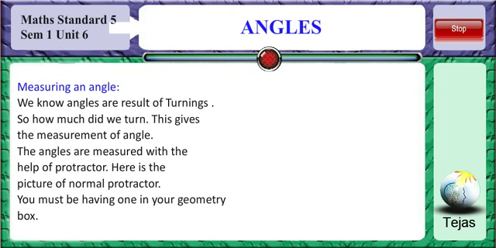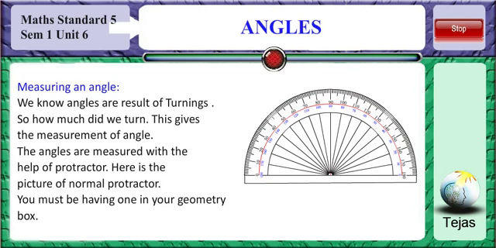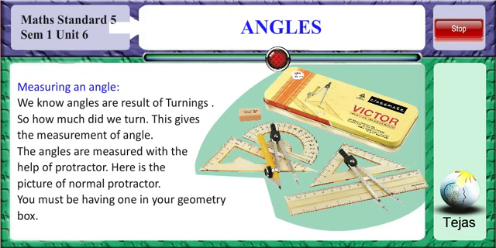We know that angles are a result of turnings. So, how much did we turn? This gives the measurement of angle. Angles are measured with the help of a protractor. Here is the picture of a normal protractor. You must be having one in your geometry box.